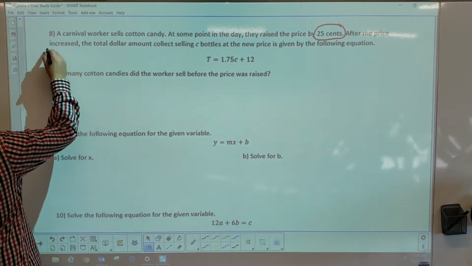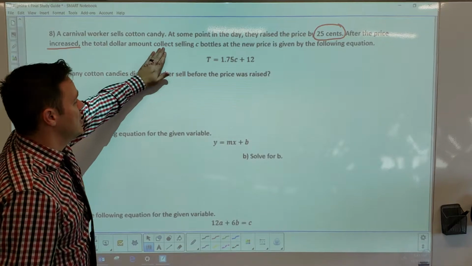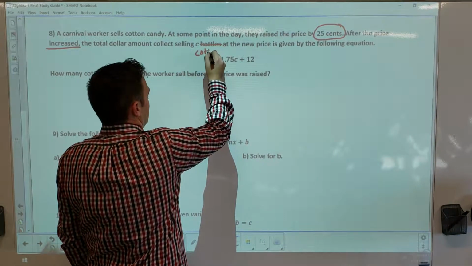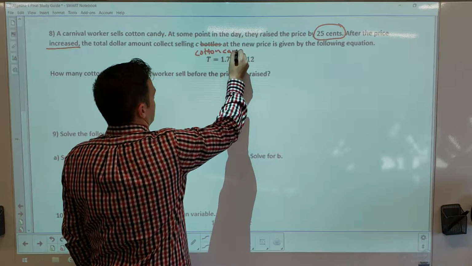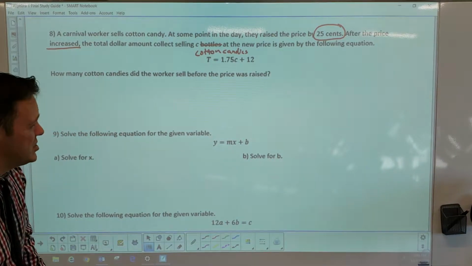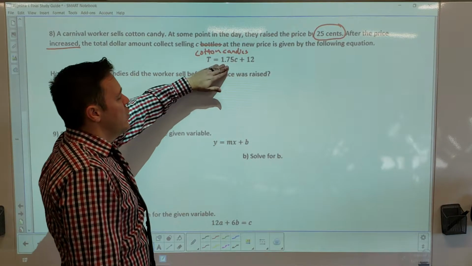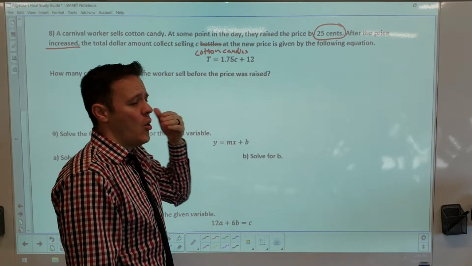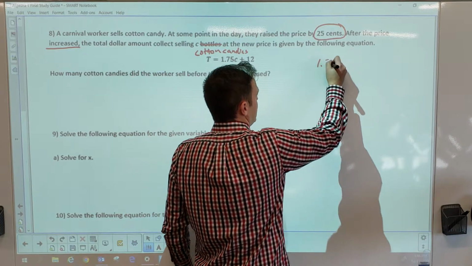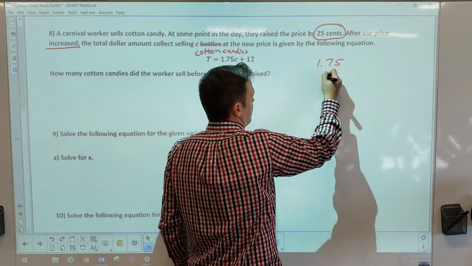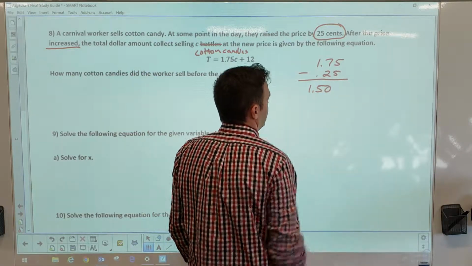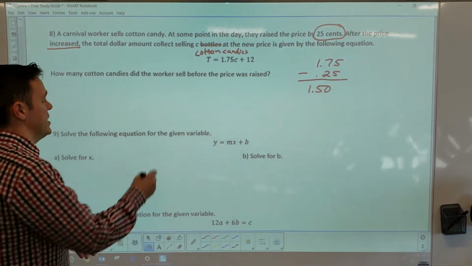After the price increased, the total dollar amount collected selling cotton candies, and this should say cotton candies, not bottles, at the new price is given by the following equation. So we have a new equation after we raise the price. So the question then becomes, what is the original price? Well, if we know this is the new price, and they raised it by 25 cents, then you simply subtract to get $1.50. So we know the original price is $1.50.